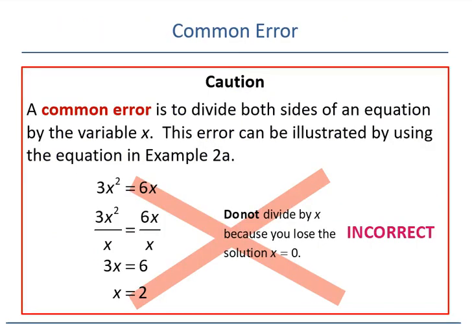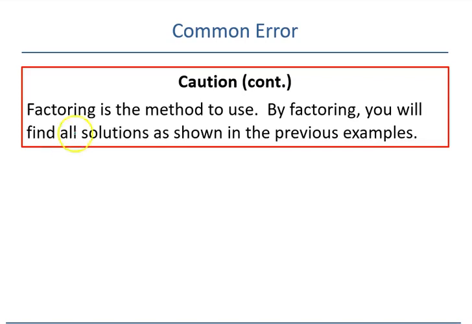Okay, and then common error. Notice here what they're saying, just common error. This is a good thing to look over, maybe pause and just remember. What they're saying here is you can't just divide out the x and then just say x equals 2. What you're trying to do is solve for x. It doesn't work that way. I'm sorry. Do not divide by x because you lose the solution. You lose the solution of x equals 0. Caution, factoring is a method used. By factoring, you will find all solutions as shown in the previous examples.